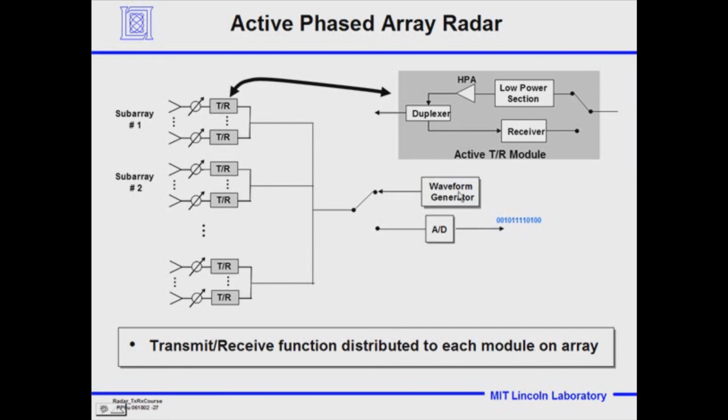But way back here, we have the waveform generator, and it will send signals out to the different subarrays with the information about what the phase shifters should be doing. And notice that the transmit-receive function, the big bottom line here, is distributed to each module on the array. And likewise, the receive function is distributed. The receive echoes will come back, and they've already gone through the receiver, so they're back at baseband, added together, and then they'll be digitized.